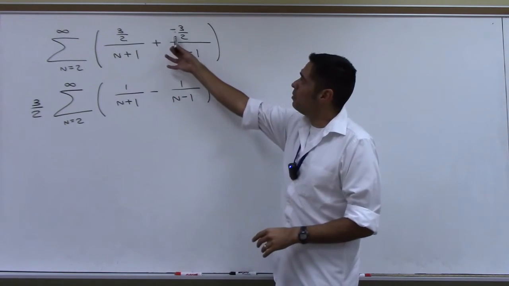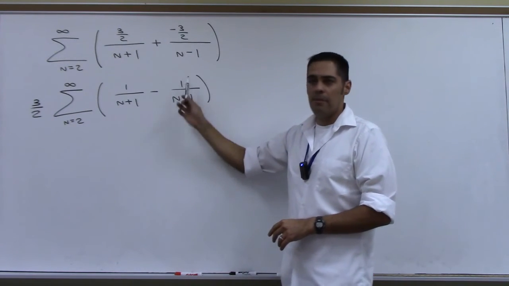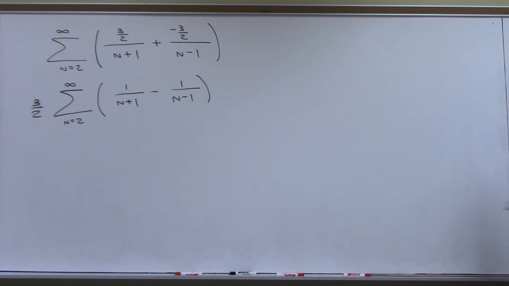And so what I did when I pulled the 3/2 out of this, I was left with a -1 there. And I just changed that to a minus and made that a positive 1. Do y'all have any questions? Sure?